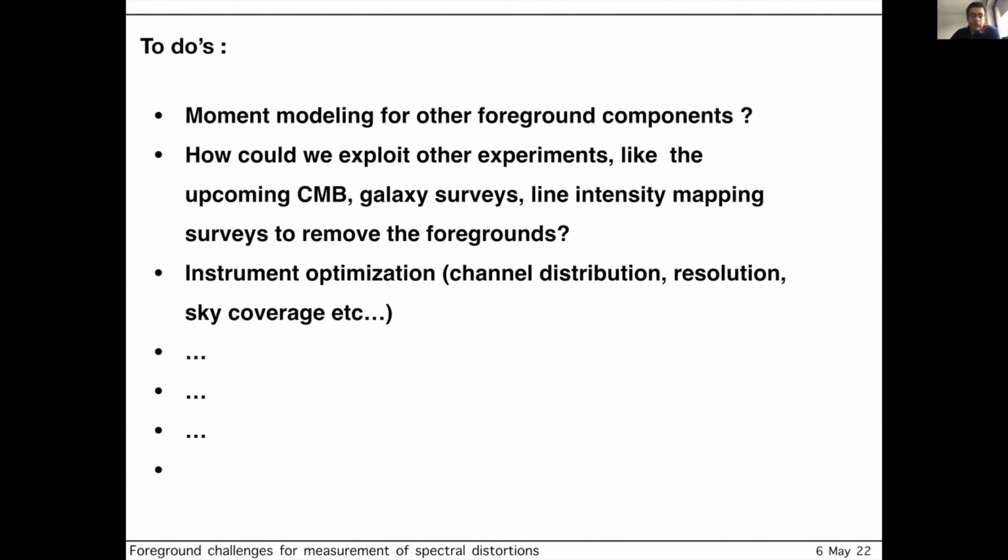We have to ask how we could exploit other experiments, like the upcoming CMB experiments, which would be measuring the CMB sky at competitive sensitivities at very high angular resolution, and how we can use those to mitigate foregrounds, as well as galaxy surveys, line intensity mapping, and instrument optimization. And there are many more such questions that we need to answer to make this a reality.